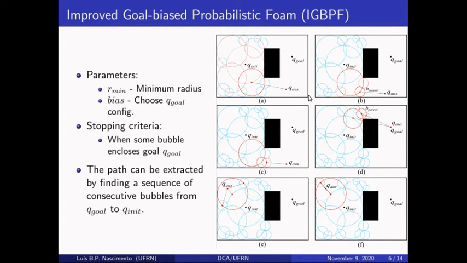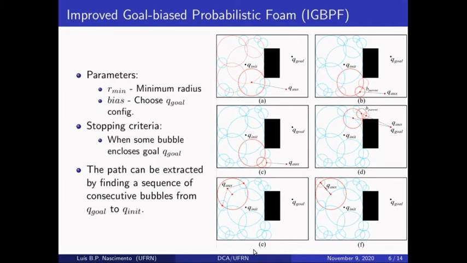So this is the nearest bubble. Now the method will find which one of these children bubbles is the closest to QAUX. Finally, on the surface of this bubble here, a new bubble will be expanded. Here, we also have the case when the configuration QAUX is sampled on the goal configuration in order to bias the search.